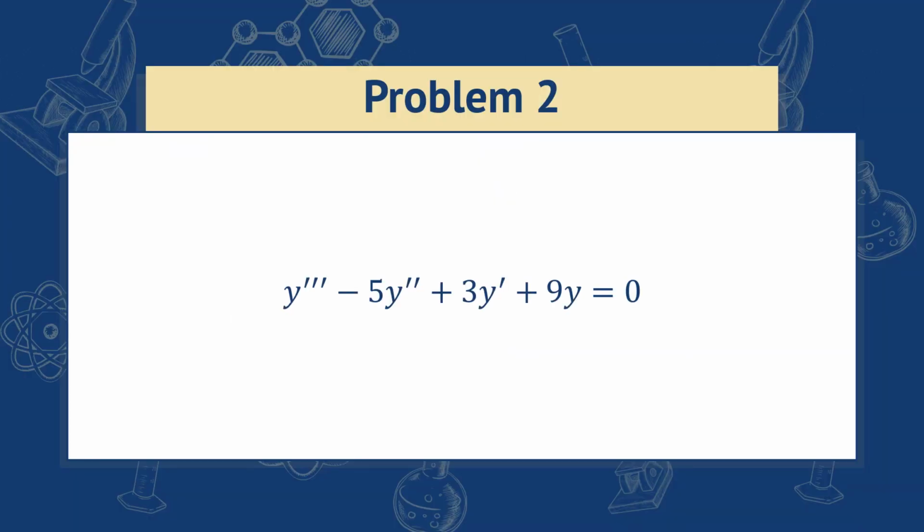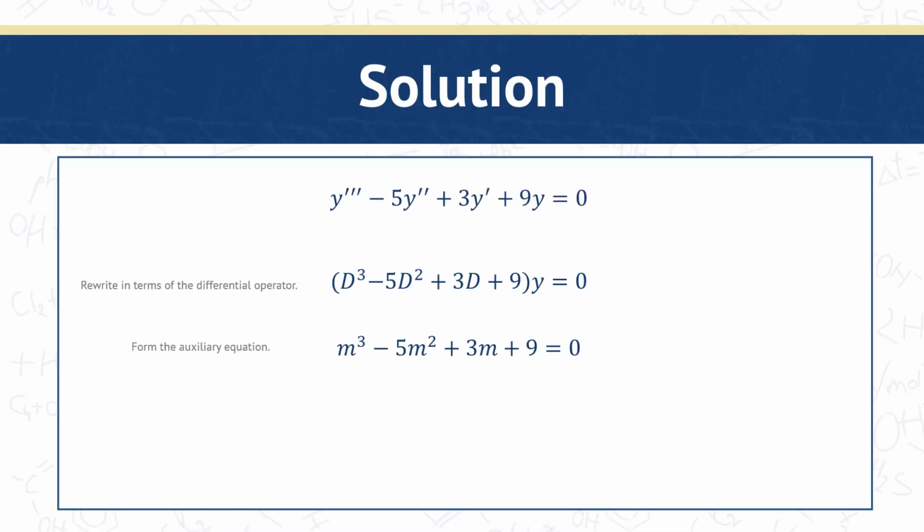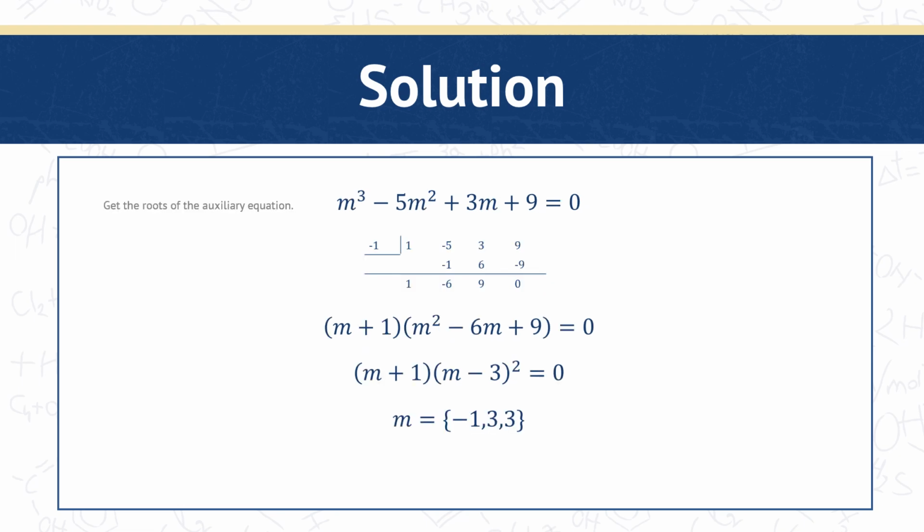Okay, so for problem number 2, we have y triple prime minus 5y double prime plus 3y prime plus 9y equals 0. So again, we rewrite the original ODE in terms of the differential operator. So we get the quantity D cubed minus 5D squared plus 3D plus 9 times y equals 0. Then from there, we can form the auxiliary equation. So we will get m cubed minus 5m squared plus 3m plus 9 equals 0. We then have to get the roots of the auxiliary equation.